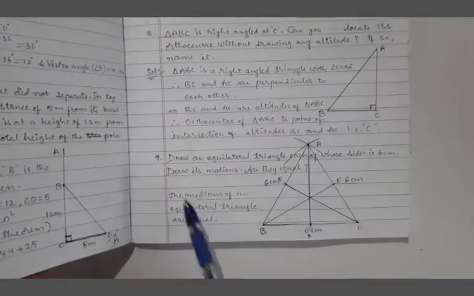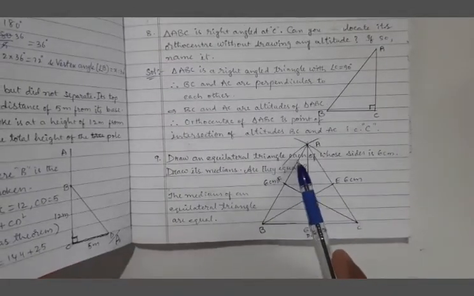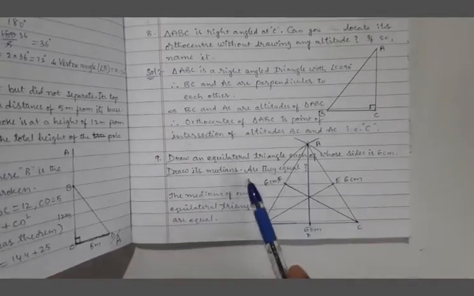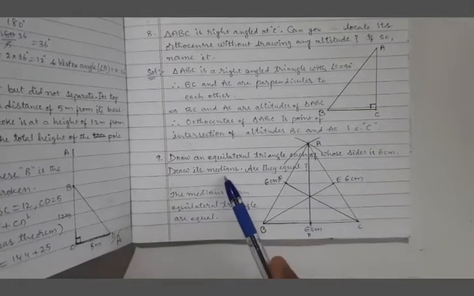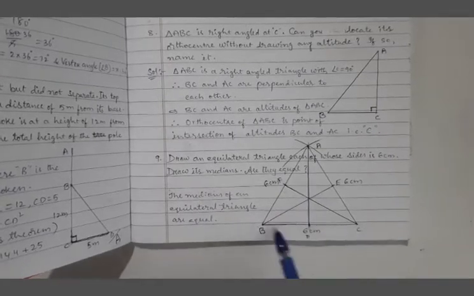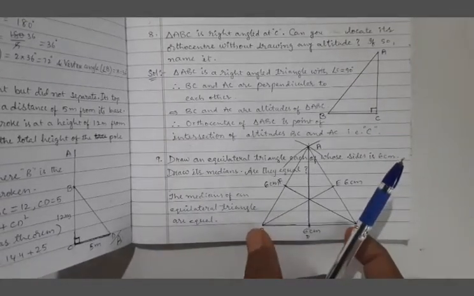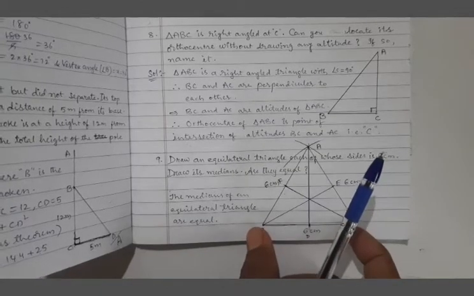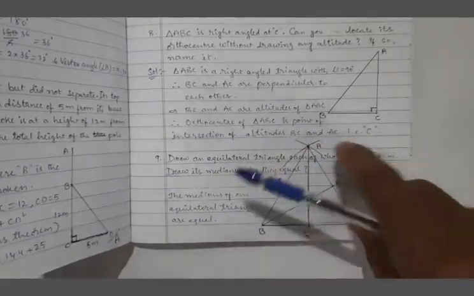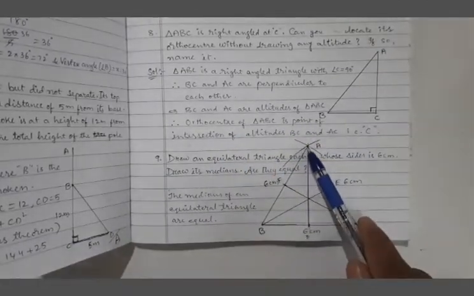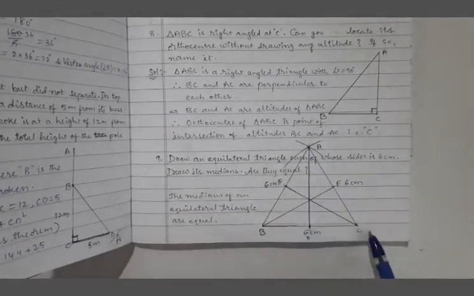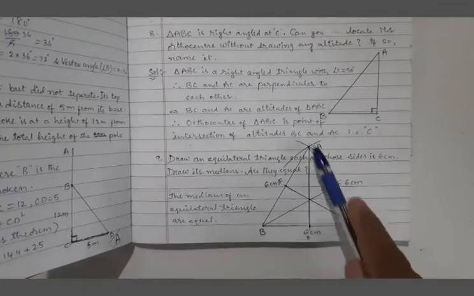Okay, children. Next, draw an equilateral triangle, each of whose sides is 6 centimeters. Draw its medians. Are they equal? Now what we have to do, using the scale, draw the line segment BC of 6 centimeters, and taking this as the radius of the compasses, with B as center you draw one arc. With C as center you draw another arc. Both the arcs meet at a point, you name it as A. Join AB, AC. Triangle ABC is the equilateral triangle with side 6 centimeters.